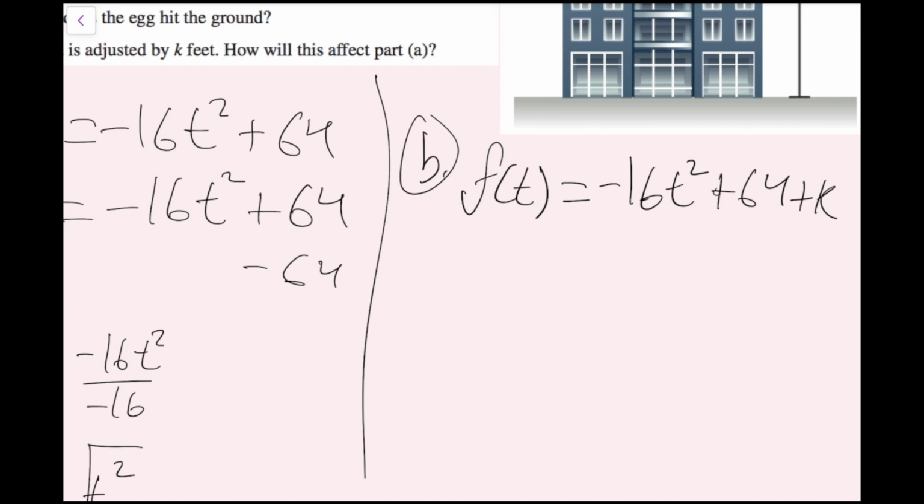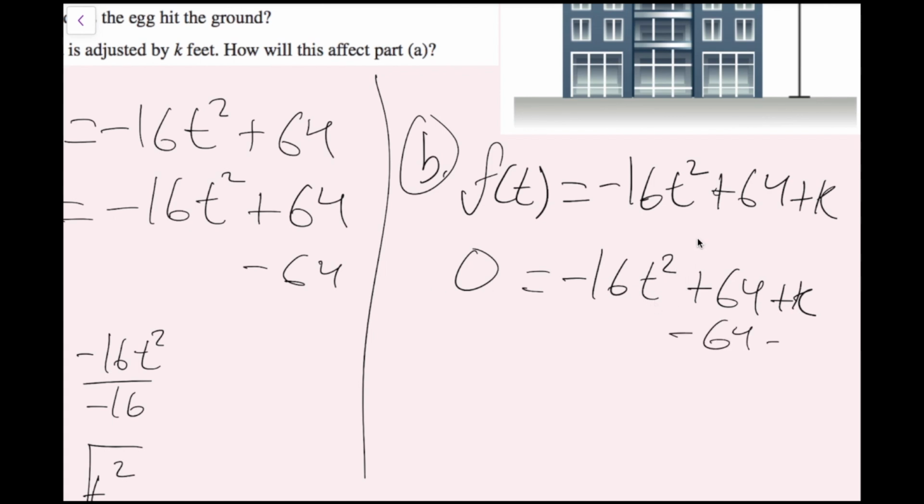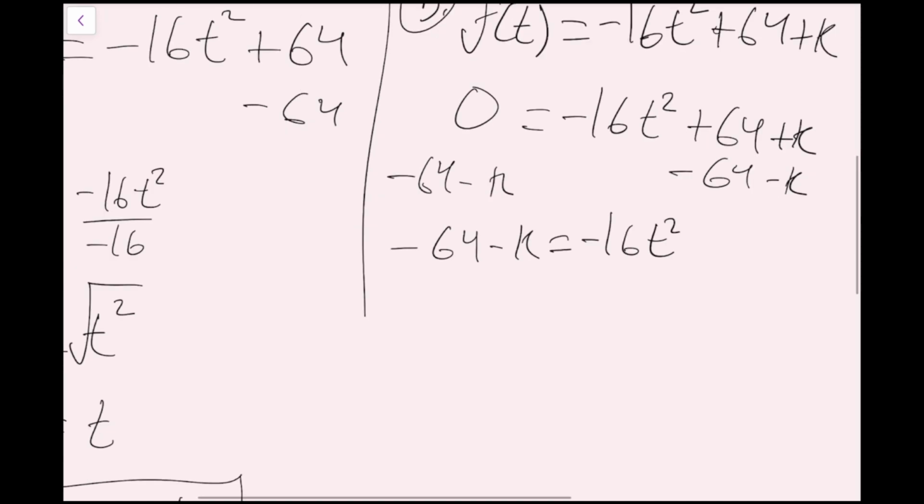Anyway, now I'm going to do the exact same thing I did in part A and set this equal to 0, because that's when it's going to hit the ground. So I have 0 equals -16t squared plus 64 plus k. And then I'm going to move both of these terms to the other side to isolate my t squared. So I'm going to subtract 64 and subtract k. So I get -64 minus k equals -16t squared. Now I want to do the same thing, divide by -16 on both sides.